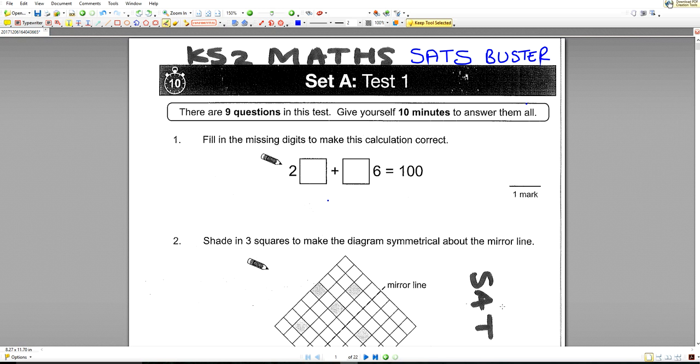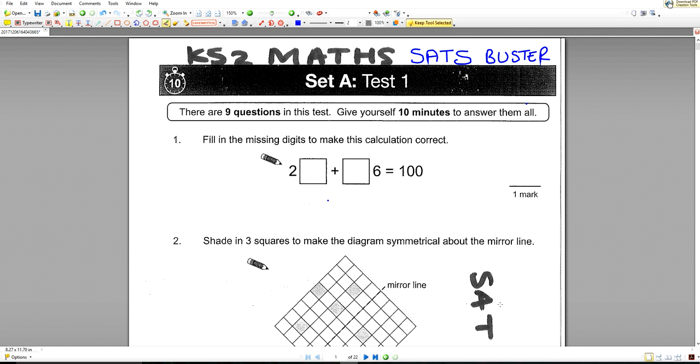Okay, folks, welcome back. We are looking at KS2 Maths SATs Buster by the CGP group, Set A Test 1. These are our nice short 9 questions with 10 minutes given for all of them altogether. So you need to be quick on these questions. Right, let's have a quick look at these questions today.